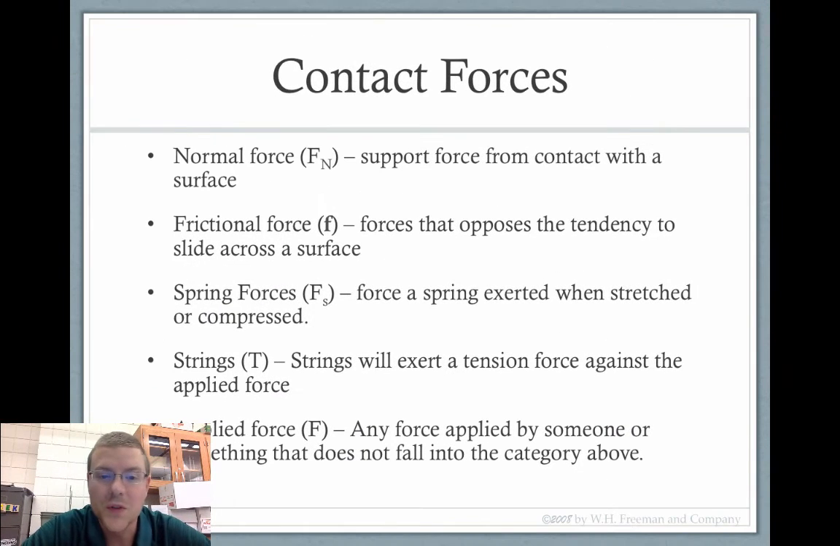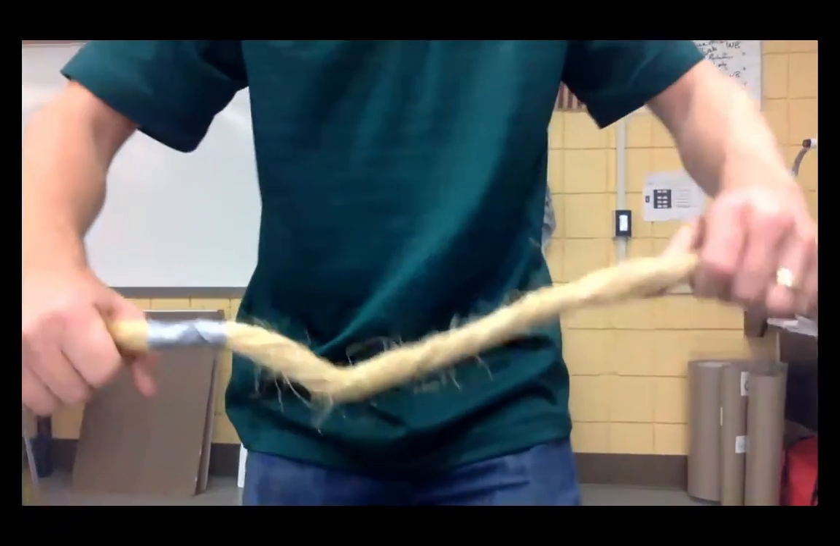Strings or ropes have what we call tension in them. We use the variable T for the force in a string or its tension. One thing you can never do with a rope, you can never push on it. Try it. Try tying something up and push with your rope. Ropes can only pull.